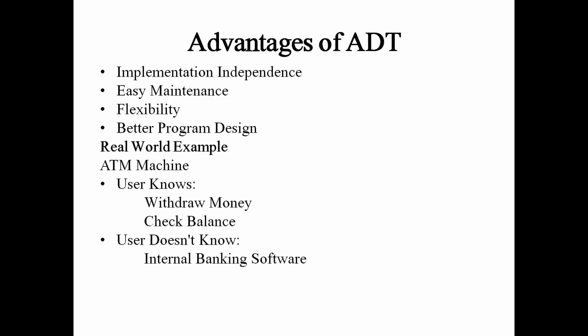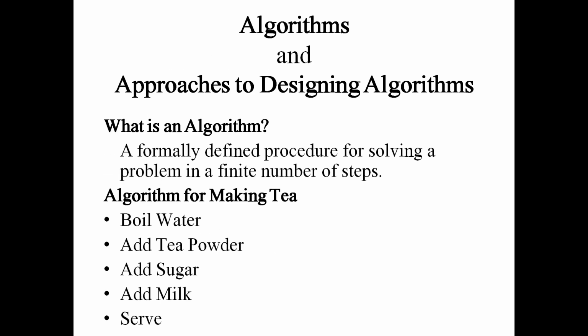An abstract data type focuses on what a data structure does rather than how it is implemented. A data type consists of both data and operations. The term abstract means hiding implementation details. Stacks and queues are common examples of ADTs because they can be implemented using different underlying data structures while providing the same functionality. And next comes algorithms and approaches to designing algorithms.